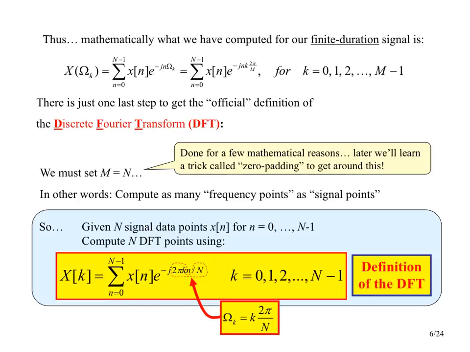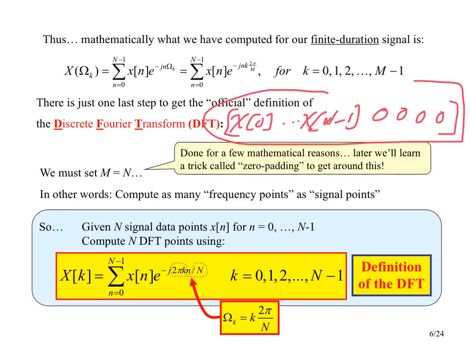Here's what I'm going to do. I'm going to create a new signal, which will consist of x of 0 out to x of n minus 1. And then I'm going to tack a bunch of zeros on the end. I'll show 4. So there's my new signal. So the length of this is actually n plus 4 in our simple example here. I'm going to take that whole signal and present it to my DFT algorithm.